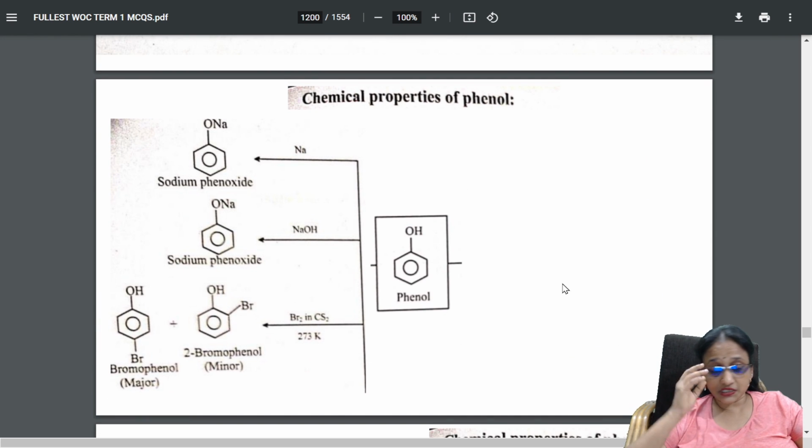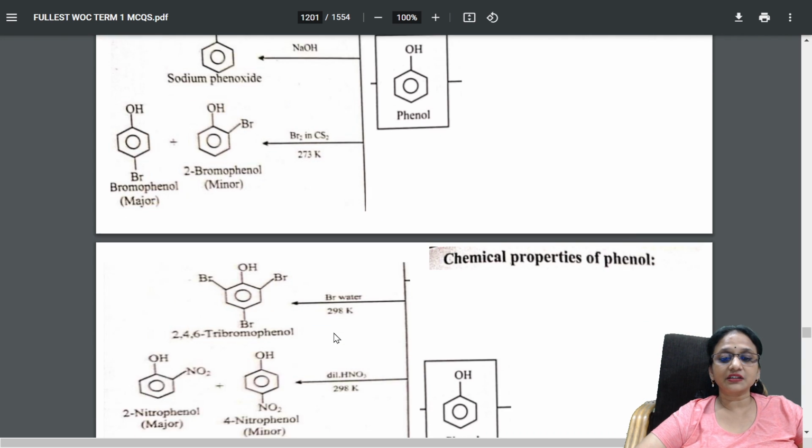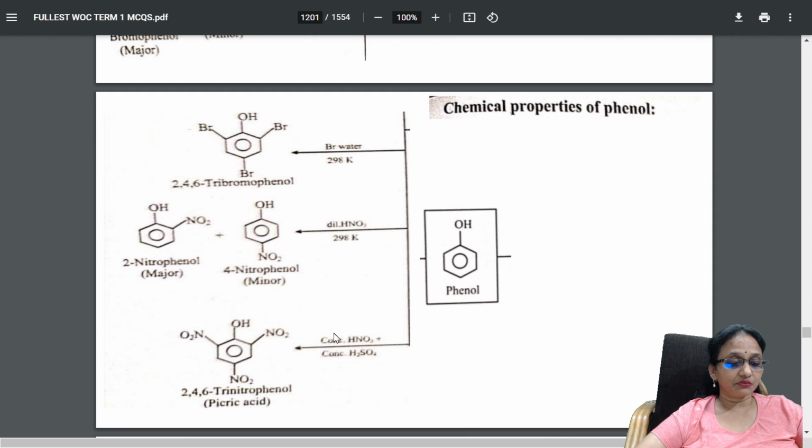Next comes your chemical properties. So chemical properties further can be listed out like this. Phenol can react with sodium metal. It can react with sodium hydroxide. It can react with bromine in the presence of carbon disulfide. Further, with bromine water, dilute HNO3, concentrated HNO3. Yes, these are the products.